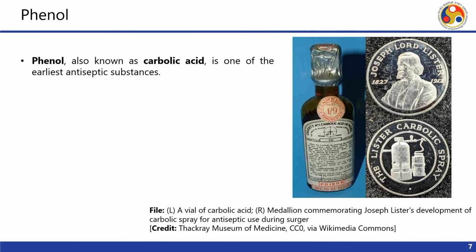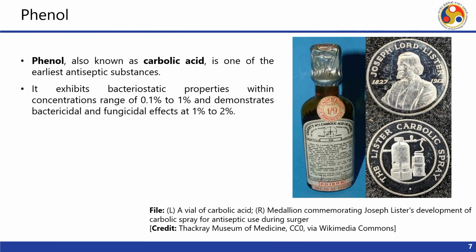Now, let us discuss one of these chemicals, phenol, which is also very common in our household use. This is known as carbolic acid, and it is one of the earliest antiseptic substances. Here you can see a vial of carbolic acid, and a medallion commemorating Joseph Lister's development of the carbolic spray for antiseptic use during surgery.